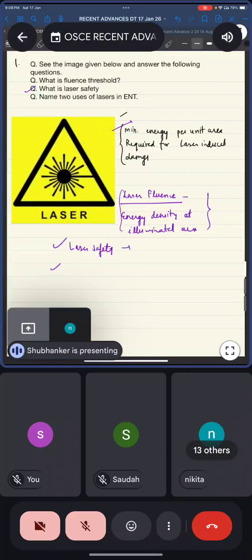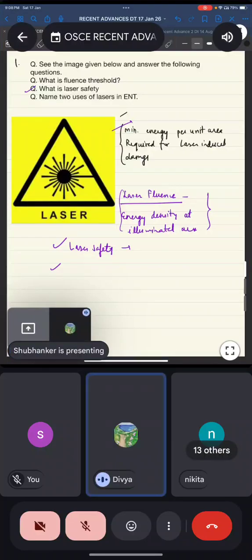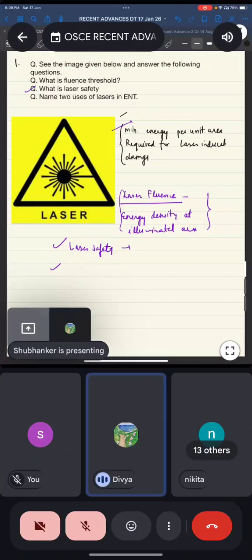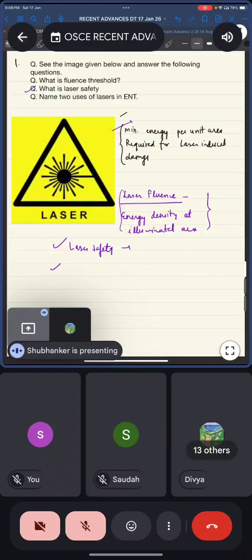Now, anyone with any uses of laser in ENT? Stapedotomy, sir. Laser-assisted stapedotomy. Exactly. Anything else? Microlaryngeal surgery, MLS. Yes, great. Doctor correctly answered. Here they are asking only 1 or 2 uses, but suppose you get this question in the Viva.